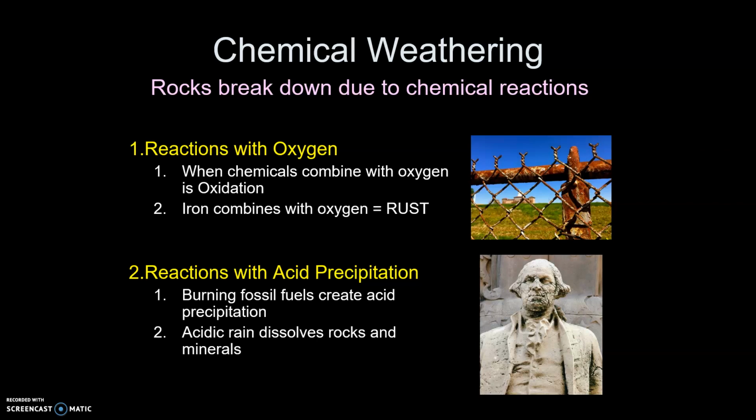So the second is reaction with acid precipitation. Burning fossil fuels often creates acid precipitation found in the environment. That acid, when it falls, weathers materials over time because it literally eats the material away. The acidity within the rain dissolves the rocks and dissolves structures such as this statue here over time. The more acid rain you have, the worse for the wear the statues and the rocks will become.